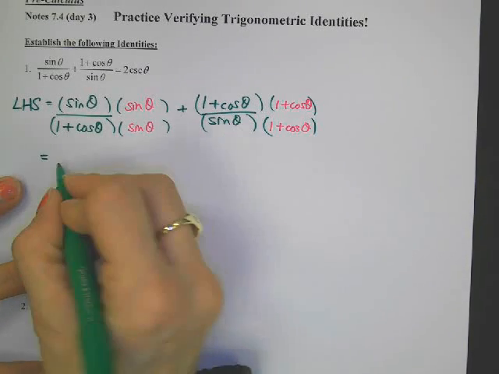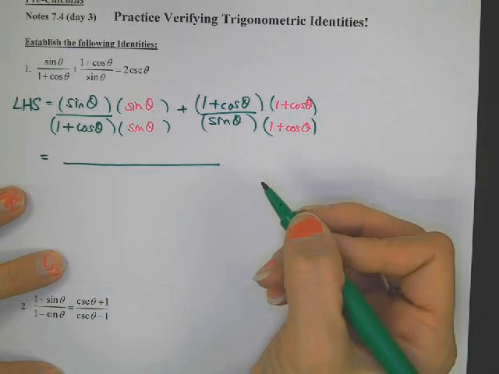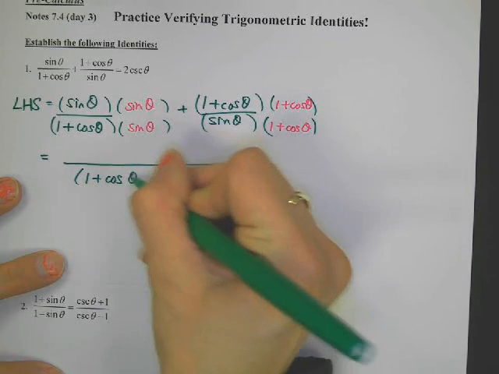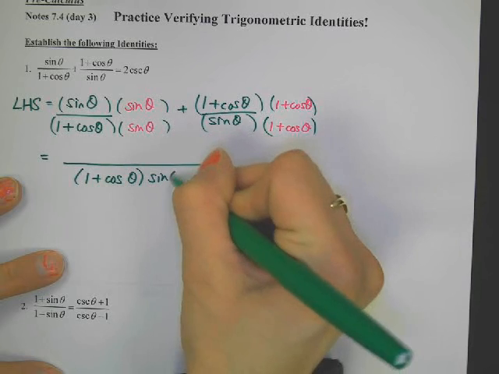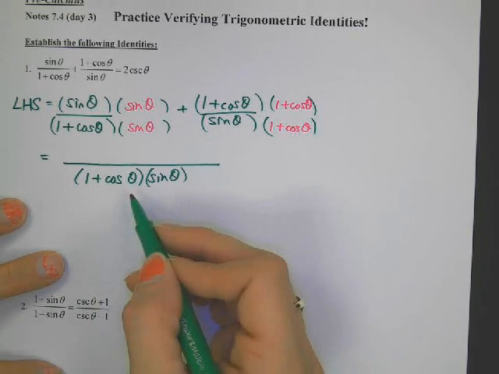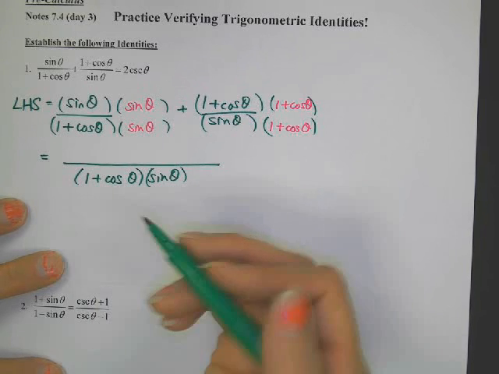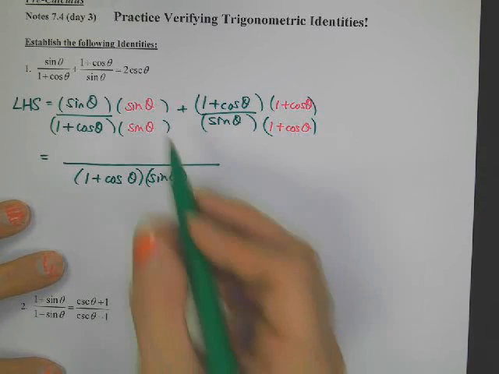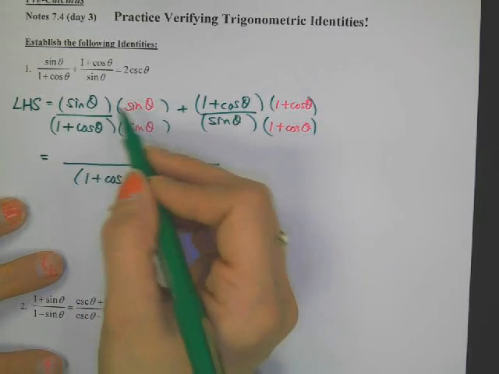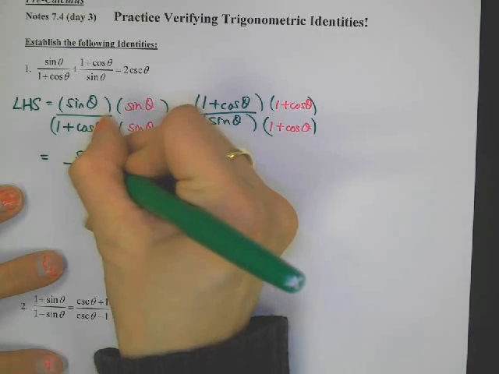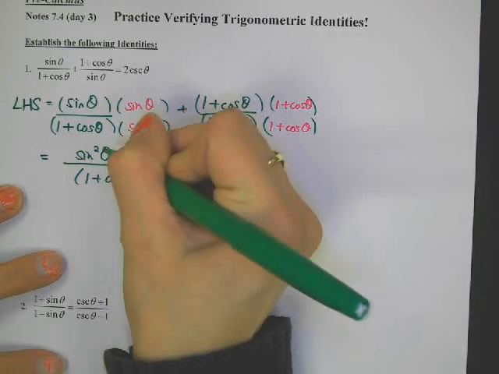So these fractions have the common denominator, 1 plus cosine of theta times the sine of theta. Should I multiply that out? Let's not do that until you see a need for it. Should I multiply sine times sine and make sine squared? I'm thinking that would be a good idea, sine squared.